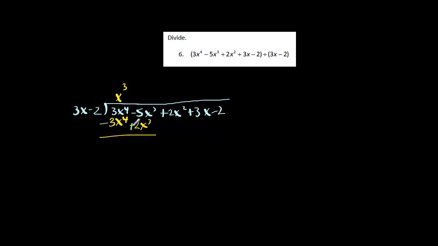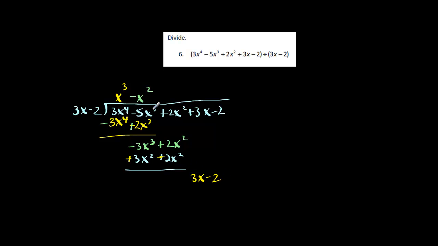Change the signs, add down. Bring the 2x squared down. 3x times what is -3x cubed? That would be a -x squared. We multiply. This times this is a positive 2x squared. We change the signs. These cancel, these cancel. So everything cancels. So let's just bring these last two things down.